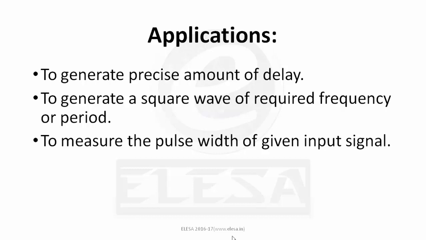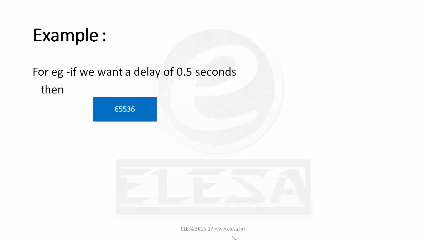Whenever there is a requirement of a precise amount of delay, we need to consider the timer as a very important factor. We can create any amount of delay by using the timer. Let's have a look at an example. If we want a delay of 0.5 seconds, then, as we all know, if it is used in 16-bit timer mode, the maximum count is 65536. Now this is the overflow condition.